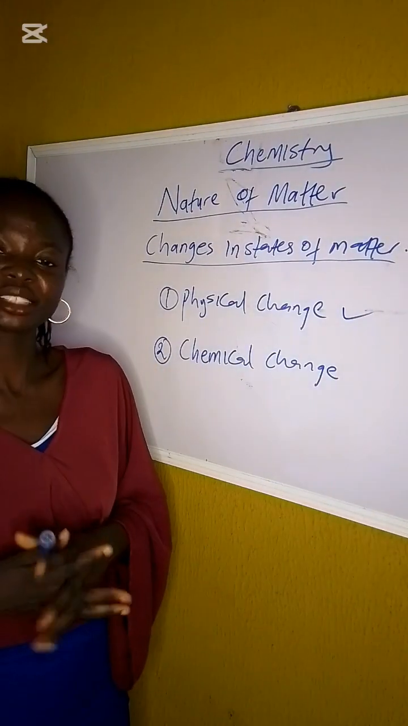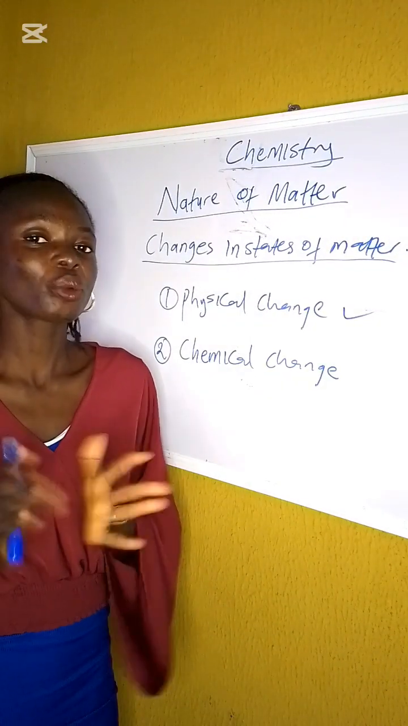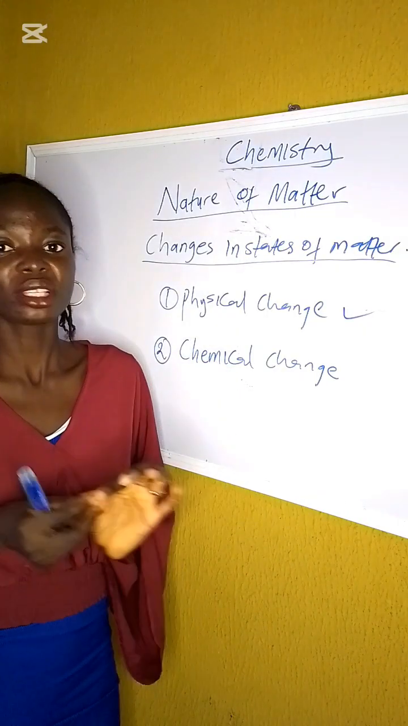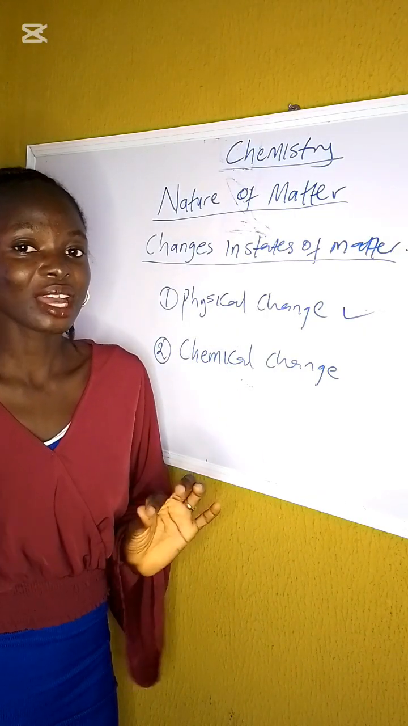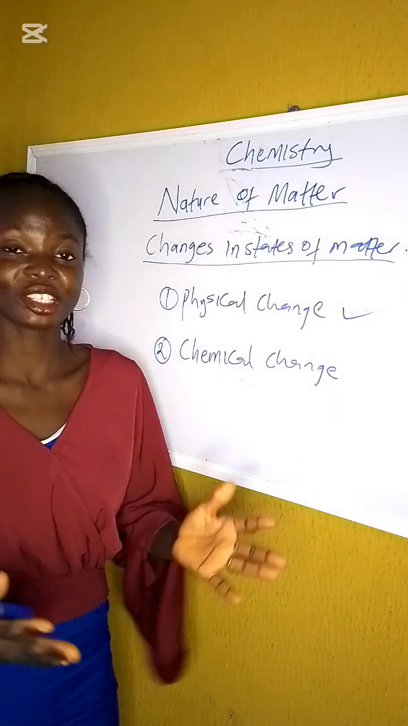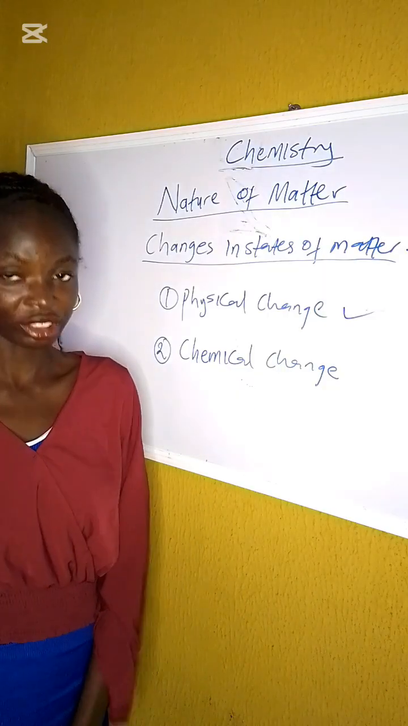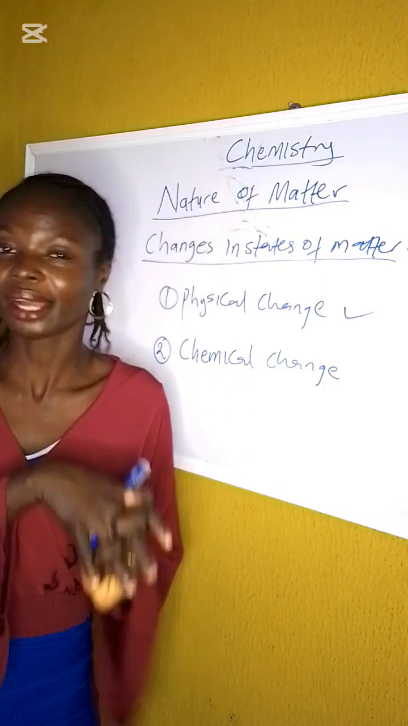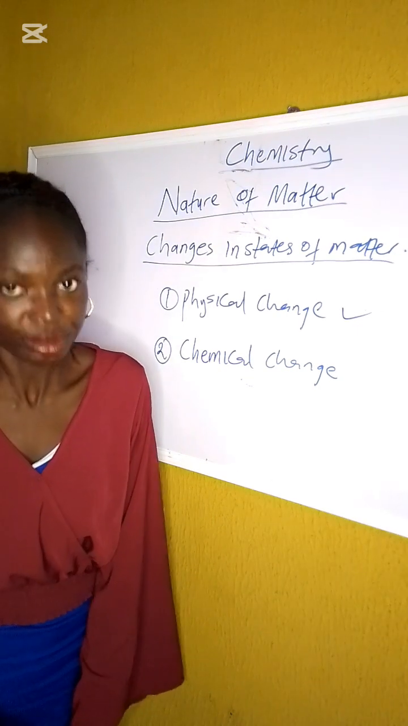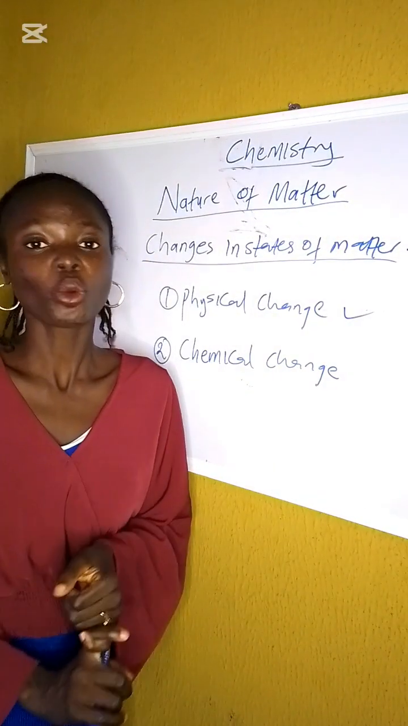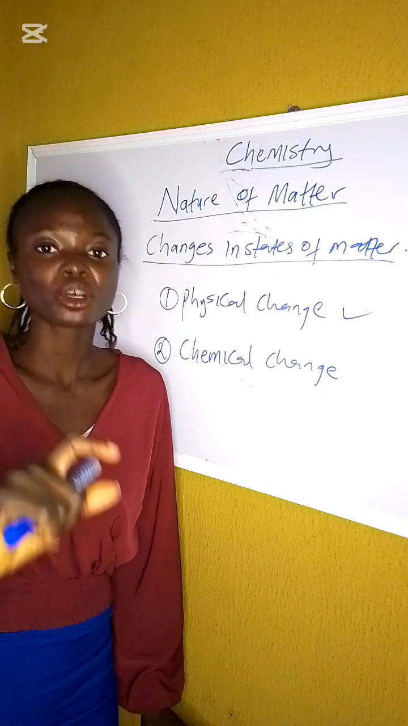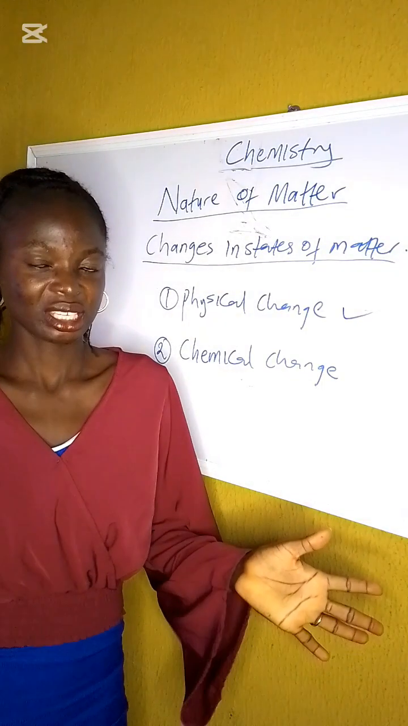Now let's move to chemical change. Chemical change is just the opposite of physical change. The number one thing you need to know under chemical change is that chemical change is not reversible. It's not reversible, number one. And number two, when there is change chemically, then new substances are formed.